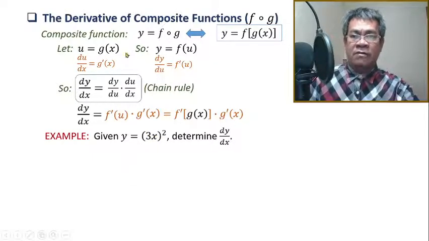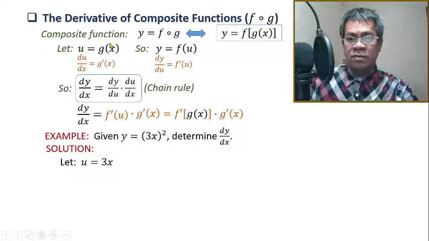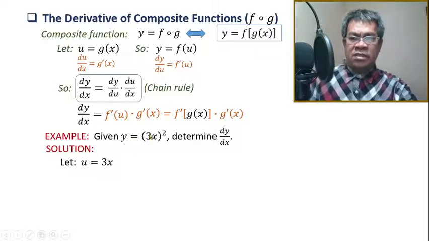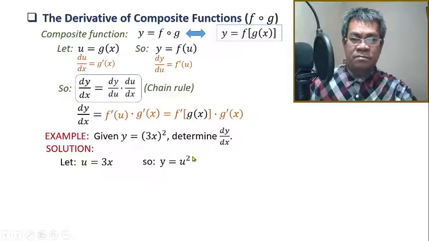So, following the rule, to find dy/dx, we will let u be equal to g. Take note, what is g? g is the function which is the internal component of the f function of x. So the internal is this, the 3x. Do not include the squared, because the 3x squared is actually the function of x. In this case, the internal is just 3x. Then what will happen to our y now? Because this is already u, y becomes u squared.